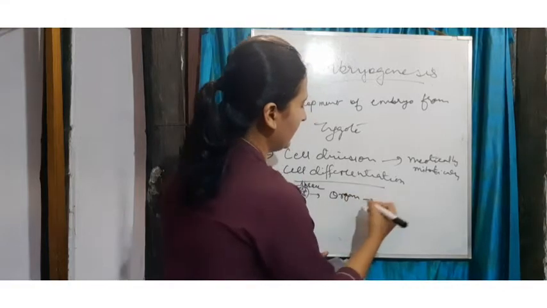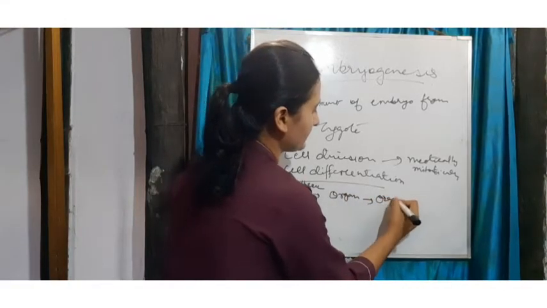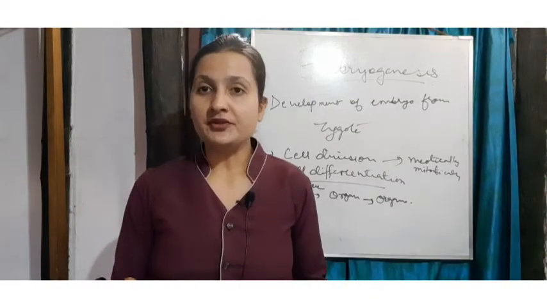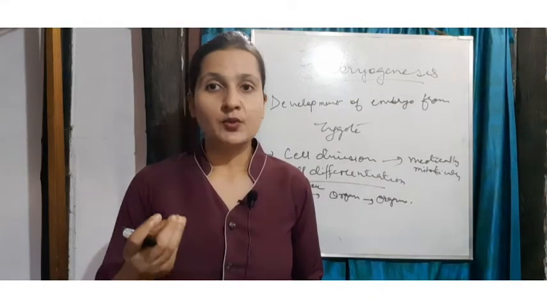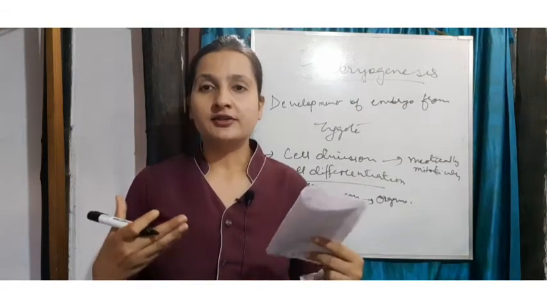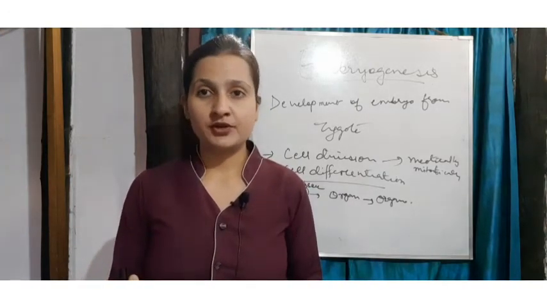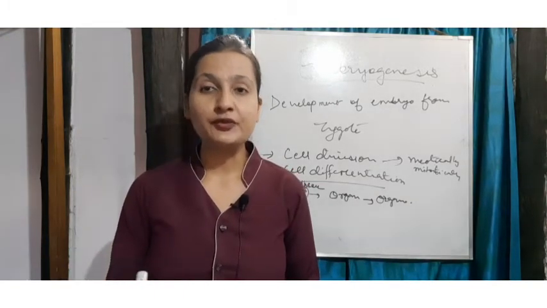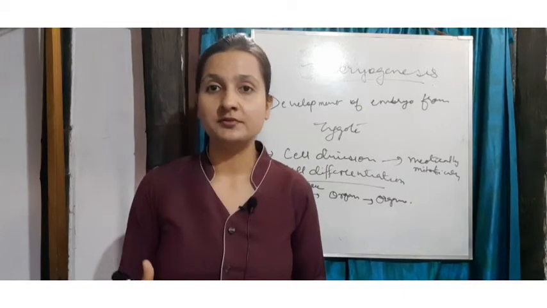And in this way, again, the organ will become an organ system. When an individual develops, if it is a multicellular organism, multicellular means more than one cell. A multicellular organism has a complex body system where different functions are carried out by different organs, by different tissues, as you can see in human beings.